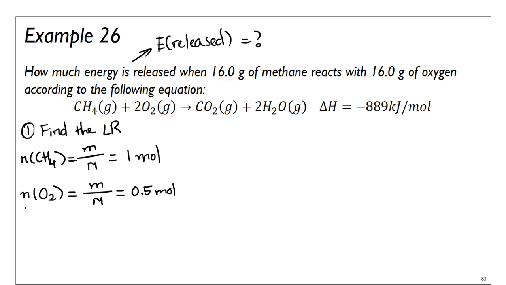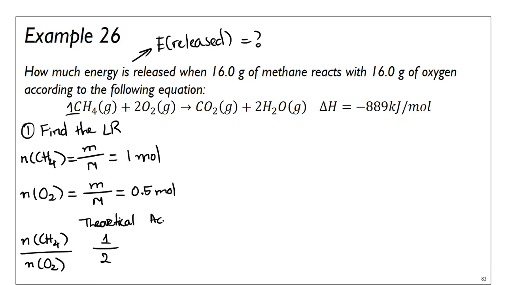So one way to determine limiting and excess is to compare the theoretical to the actual ratio between the two reactants. So in this case, the theoretical ratio is the one in the thermochemical equation, or just any balanced equation. The theoretical ratio is 1 to 2. The actual ratio is 1 to a half.